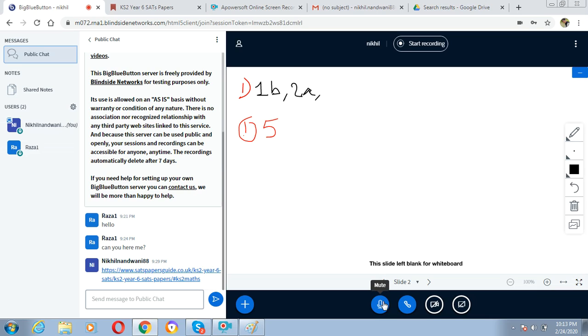Or you can type the answers. I think that will make it clearer and faster. After you complete, you can type the answer like first question this, third question answer is this, fourth question answer is this. Answer may be a number, answer may be A, B, C, D, whatever. Okay.